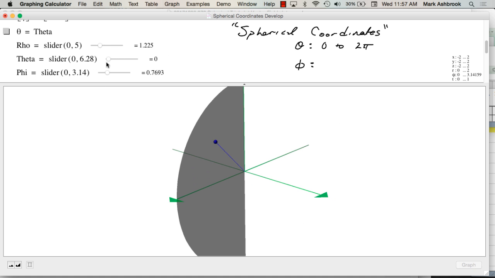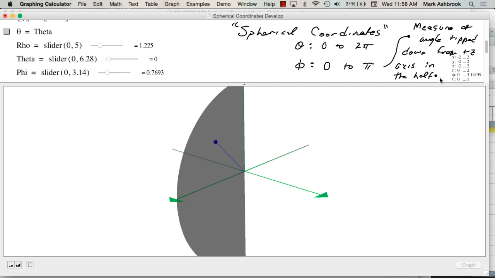So the range of phi is 0 to pi. And again, we ought to define this. Phi is the measure of the angle tipped down from the positive z-axis in the half plane of theta. So theta determines the direction where we tip down for our angle phi.